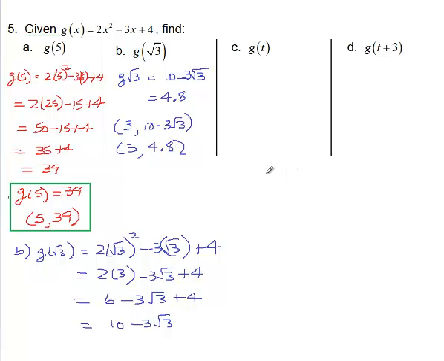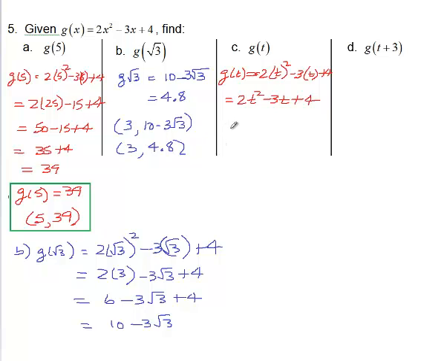Okay, that's B. Now C, they're asking you for g of t. So they're asking you to put another variable in for x, basically. Put t in here for x and put it in here for x, right? So all that means is you substitute in, you're changing the variable from x to t. So it's 2 times t squared minus 3 times t plus 4, which is 2t squared minus 3t plus 4. And there's nothing else you can do with that. That's the final answer right there.